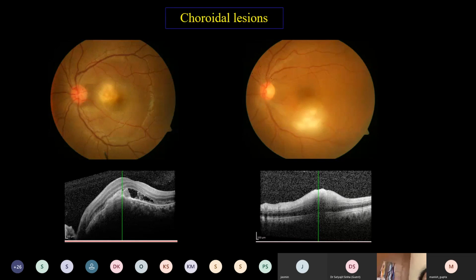So that means it's a choroidal granuloma. And the one on the right shows a straight RPE choroid complex, and whatever is happening is in the retinal layers. So this is nothing but a retinitis, and the one on the left is a choroidal granuloma. Now let's see how we see these lesions on fluorescein.